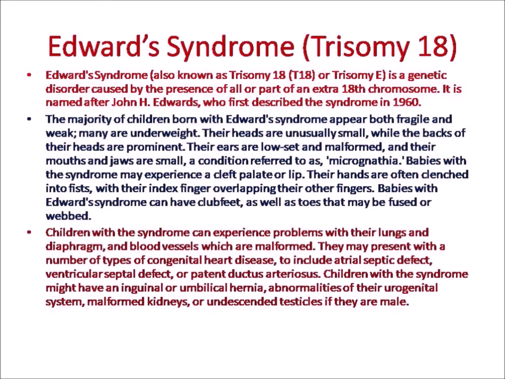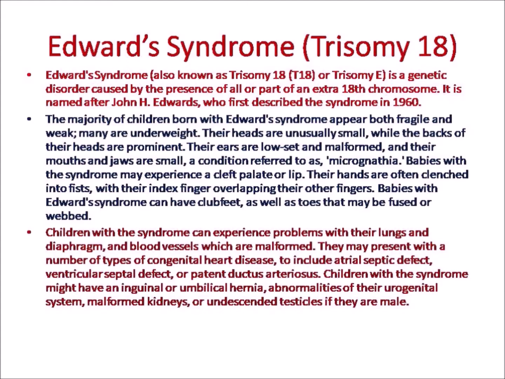Edwards syndrome, or trisomy 18, is a genetic disorder caused by the presence of all or part of an extra 18th chromosome. It is named after John H. Edwards, who first described the syndrome in 1960. The majority of children born with Edwards syndrome appear both fragile and weak. Many are underweight. Their heads are usually small, while the back of their heads is prominent. Their ears are low-set and malformed. Their mouth and jaws are small.